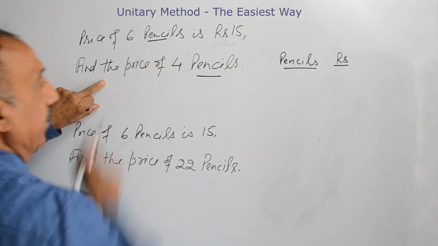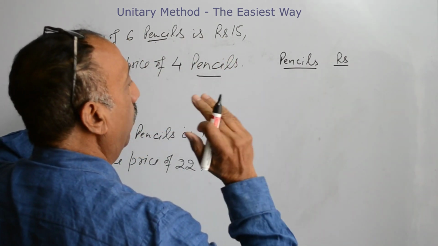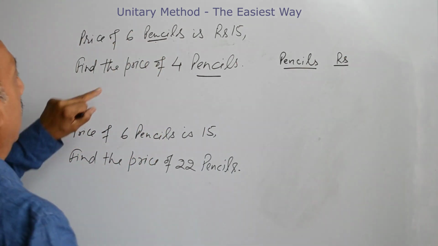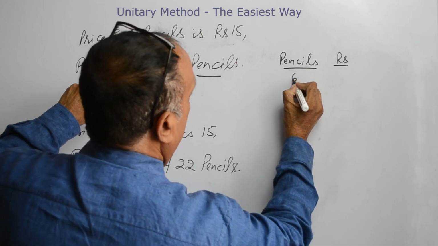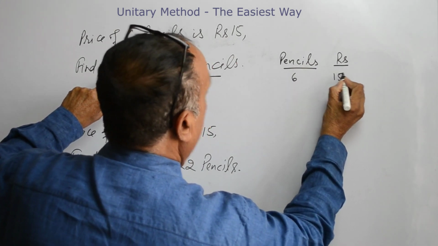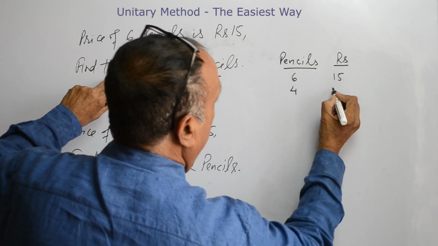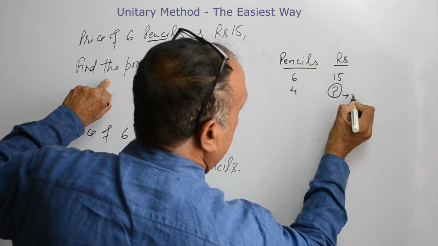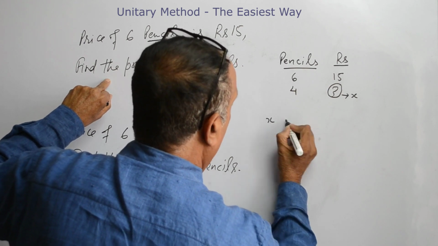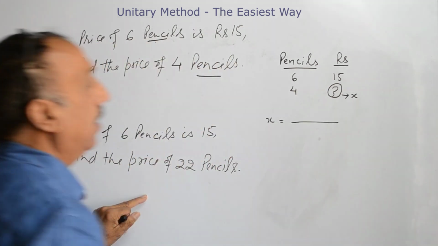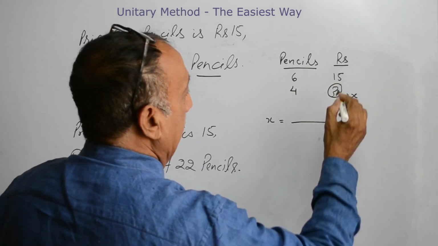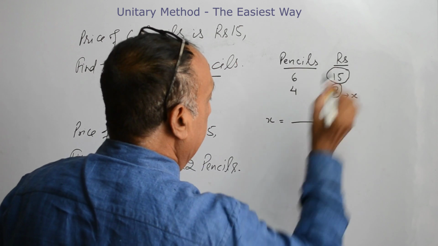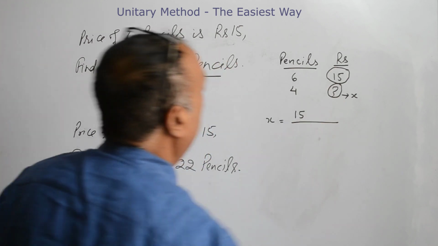We have to find out rupees. So the variable which is to be found out is written on the right hand side. Now 6 pencils cost 15 rupees and 4 pencils will cost how much? Let this be x. So the value of x will be equal to, please note that the variable to be found out is always to be multiplied. 15 is always to be multiplied.